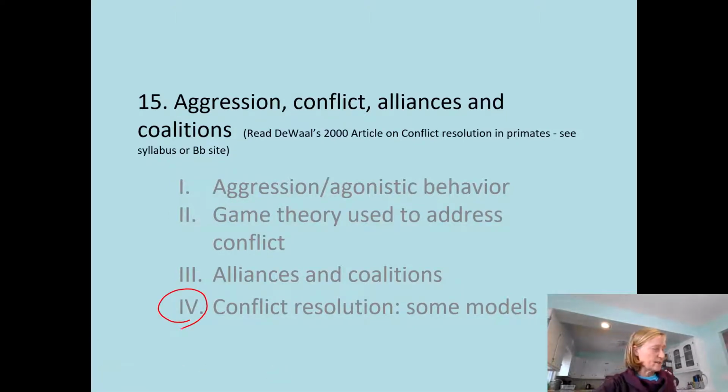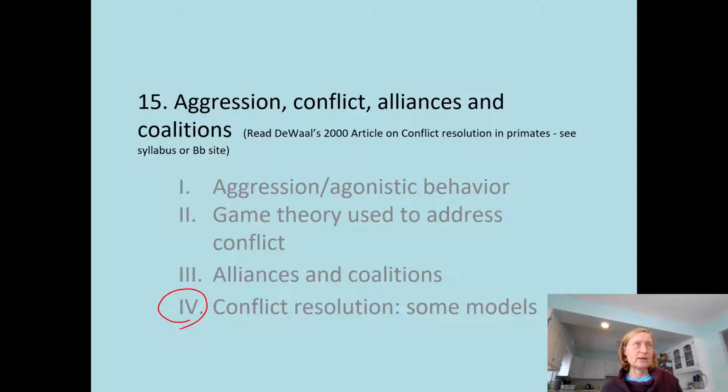So let's introduce this lecture by thinking about aggression. What is it? What are some examples of it? When does it happen? And then we'll move into several different areas related to aggression. One of these is something called game theory that's used to help us understand when animals engage in aggression and when they don't. We'll talk about alliances and coalitions that animals regularly can engage in to gain access to much needed resources, and conflict resolution.